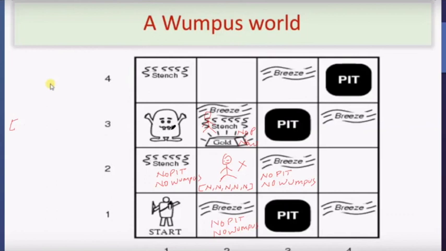What is the percept? It will find a stench. Yes, it will find a stench, because when my agent is in this particular part, in the adjacent there is a wumpus, so definitely a stench is there. Now, is there any breeze? Yes, breeze is there. Why? Because in the adjacent there is a pit. So it will find a breeze.